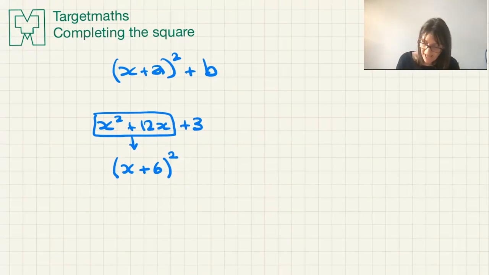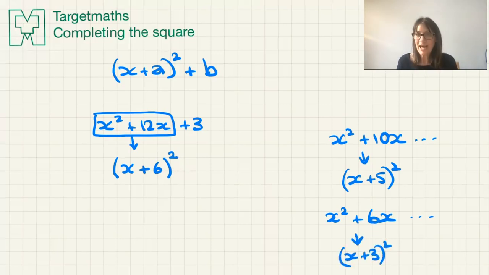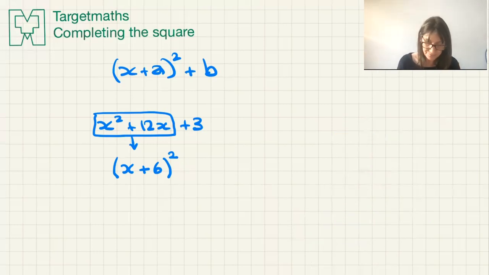So if I had, I don't know, x squared plus 10x and whatever on the end, this bit here would become (x + 5) squared. If I had x squared plus, I don't know, 6x and on, I would be getting (x + 3) squared. And so on. Okay, so that first step is really, really nice and simple.